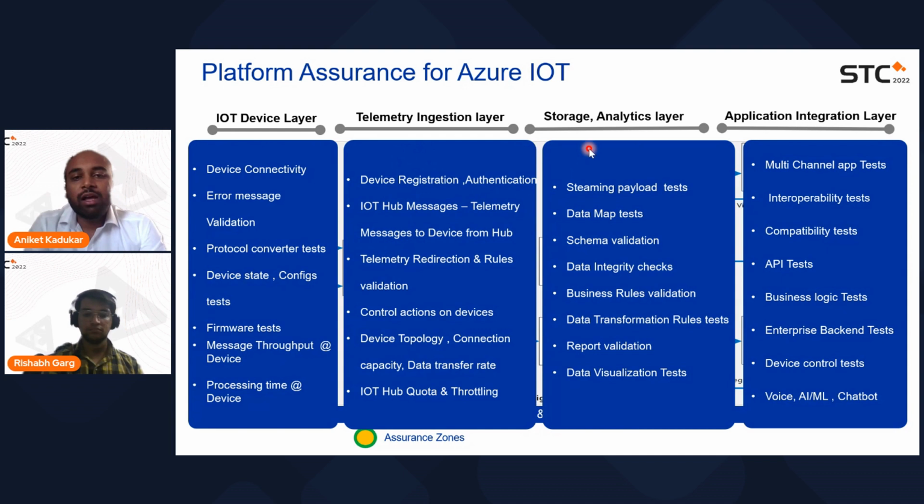After that, we'll have the next layer, which is the storage analytics layer, where we can test streaming payload test, data map test, schema validation, data integration, as well as business rule validation. Similarly, on the application integration layer, we can test multi-channel apps, compatibility of any app, interoperability, API, as well as business logic tests. Such kinds of testing we can perform with this end-to-end automation testing framework.